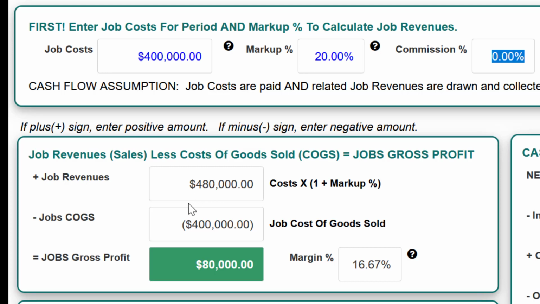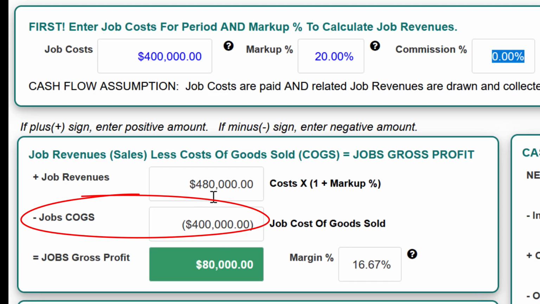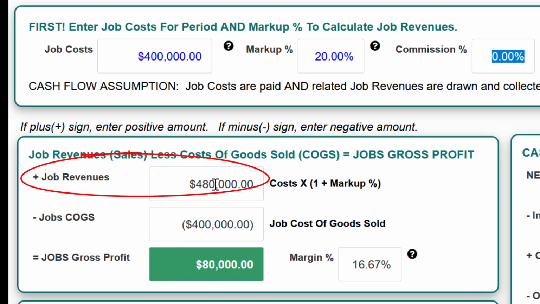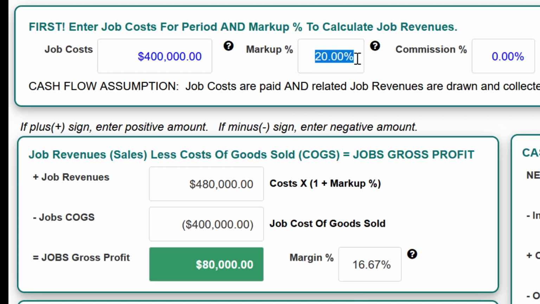Basically, CHS figured out that 20% of $400,000 job costs was $80,000 and added the $80,000 to the $400,000 to come up with the $480,000 sales price. Now let's decide that we really do want that margin of 20%. So let's change this markup to 25%.